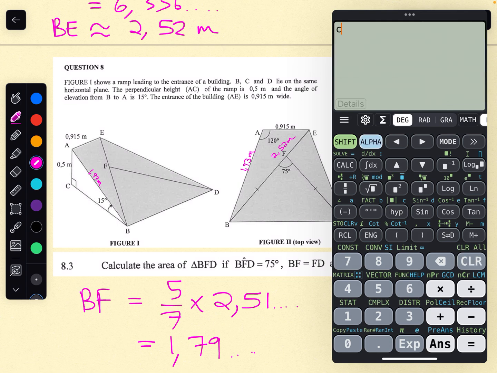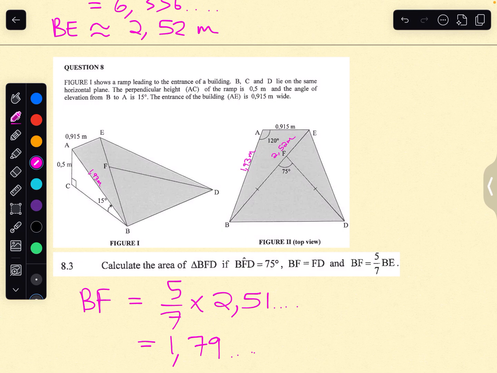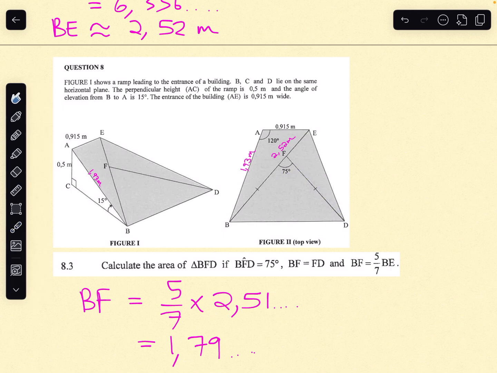Wait, did I store it? You know, this bombastic number situation. We don't know sometimes what's going on. Okay, so now we know the length of BF. How am I going to find the area? We're using the area rule, which relies on two sides and an included angle. By knowing the length of BF, we know the length of FD, and we're given this angle. So nice and easy.